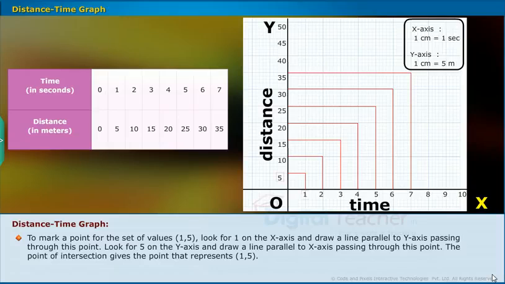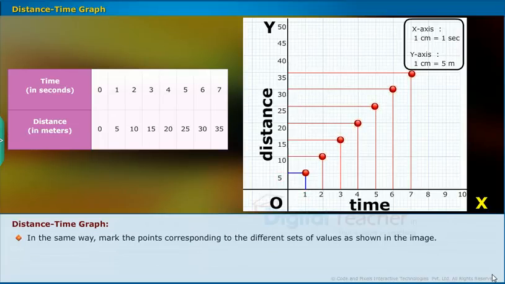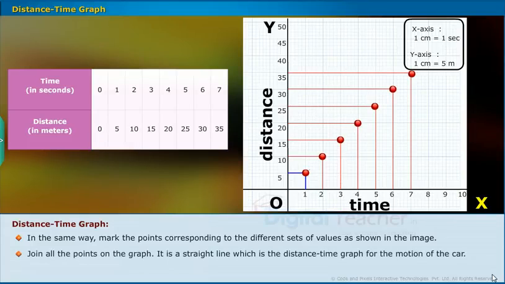To mark a point for the set of values 1, 5, look for 1 on the x-axis and draw a line parallel to the y-axis passing through this point. Look for 5 on the y-axis and draw a line parallel to the x-axis passing through this point. The point of intersection gives the point that represents 1, 5. In the same way, mark the points corresponding to the different sets of values as shown in the image. Join all the points on the graph. It is a straight line, which is the distance time graph for the motion of the car.